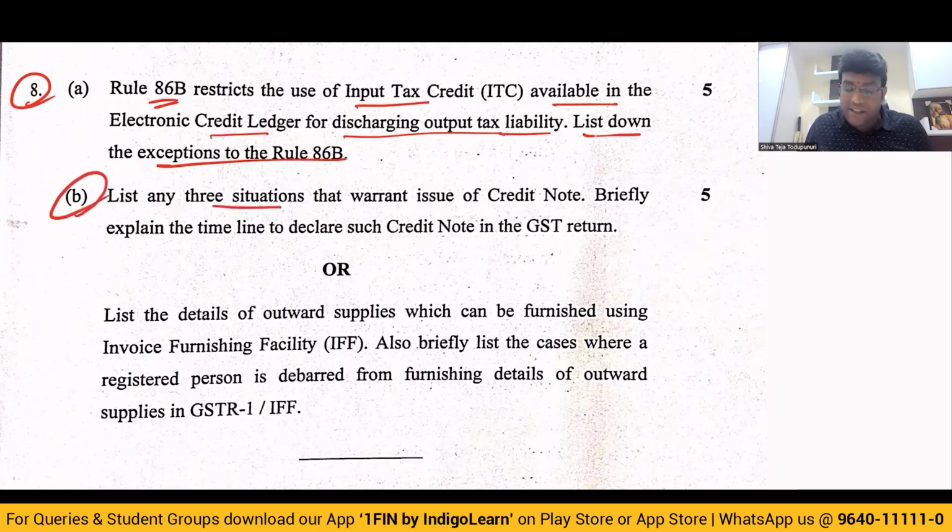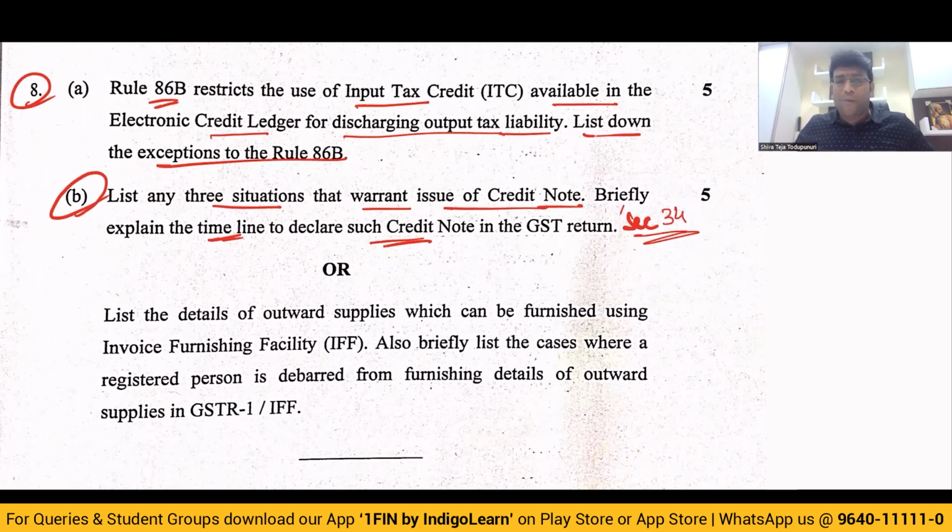Second, very, very simple case. List any 3 cases that warrant issue of credit note. Straight answer. There is a reduction in value of supply, or reduction in amount of tax, or the goods are returned. These are all the cases where credit note is required to be issued by supplier to the recipient. And the time limit to declare such credit note is due date of return for September month following the end of financial year, or date of filing annual return, whichever is earlier. This concept of credit note, debit note is given by Section 34 of CGST Act.